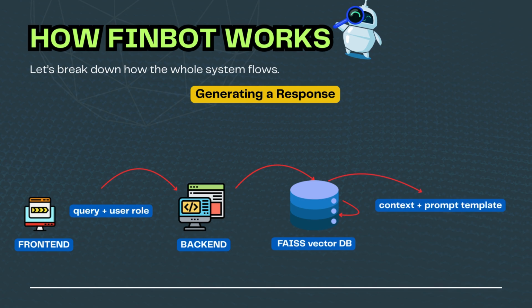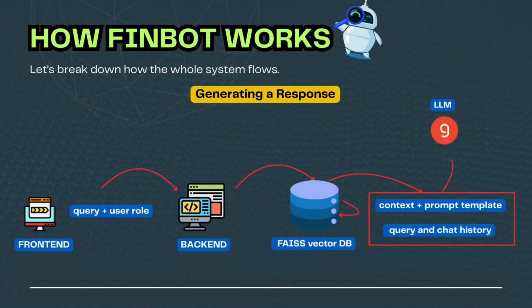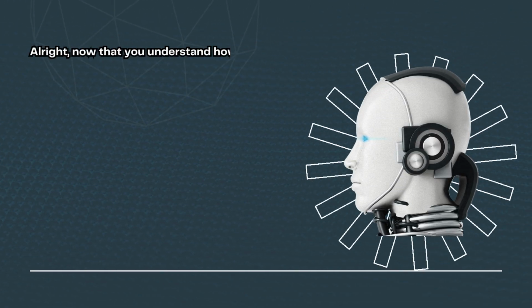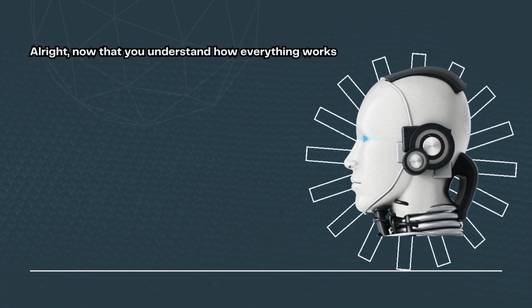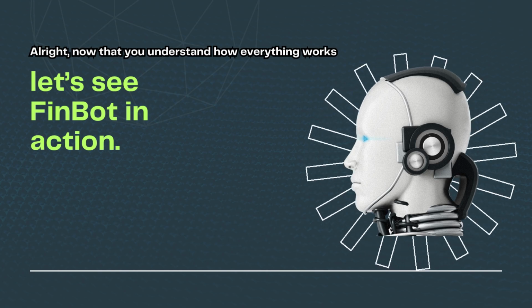Next, that context is added into a prompt template along with the query and chat history. Then it is passed to the LLM, which generates a fast and precise answer customized for that role. The answer is sent back and shown in the chat interface. This means HR only sees HR information, finance sees finance information, and so on. Alright, now that you understand how everything works, let's see FinBot in action.